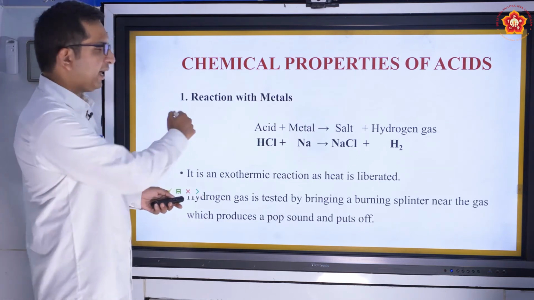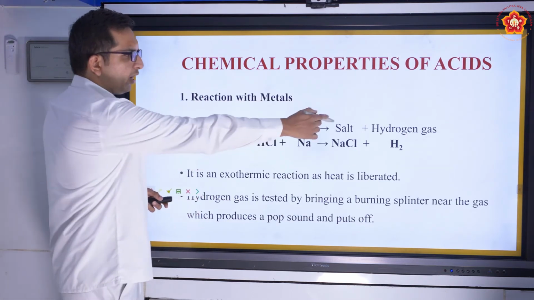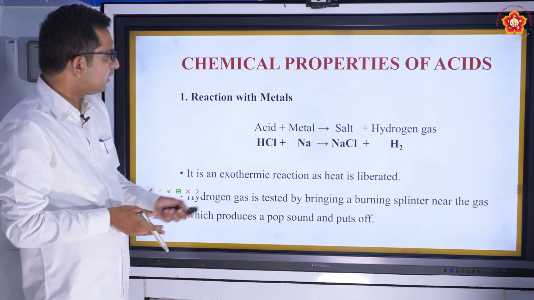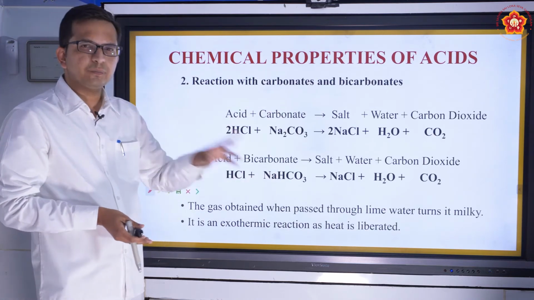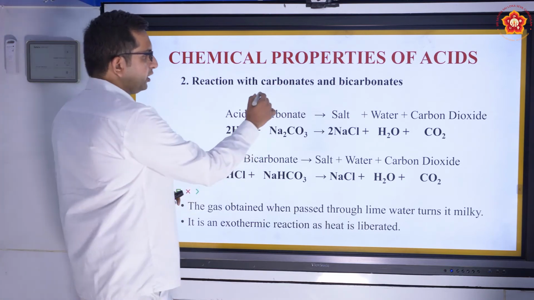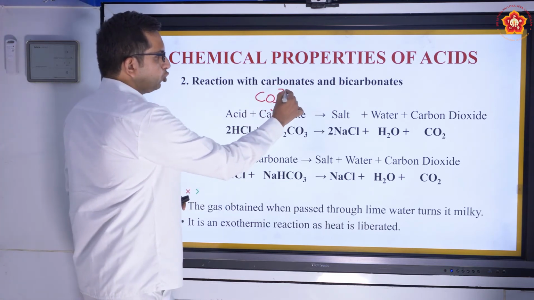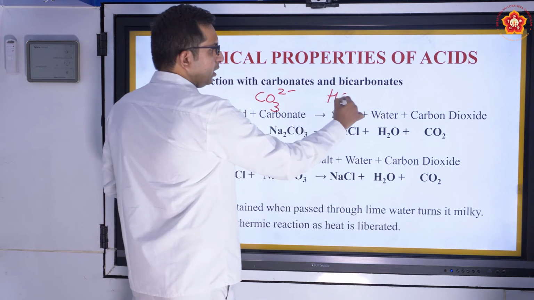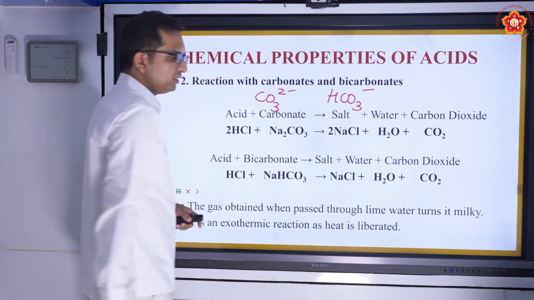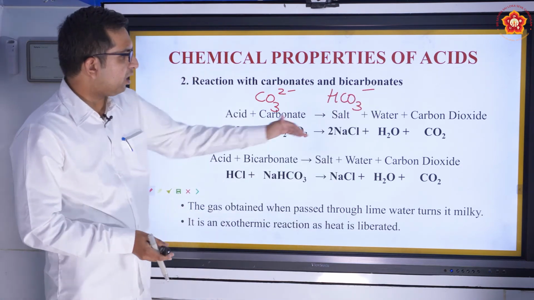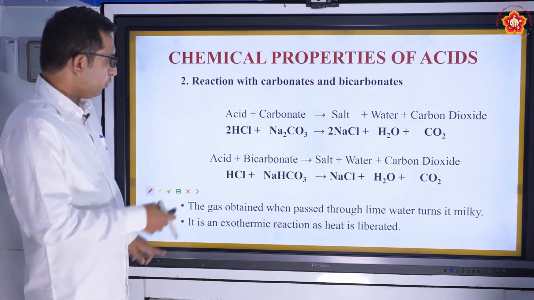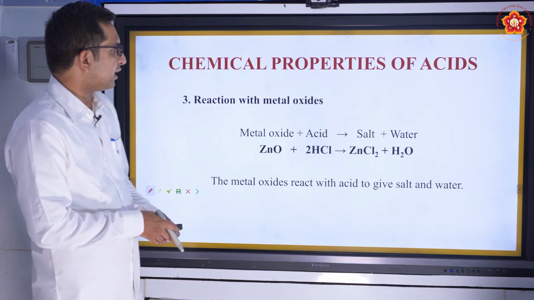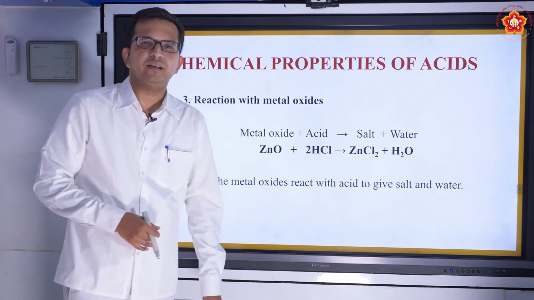The first were reactions with metals. There we saw hydrogen gas was observed. The second set were carbonates and bicarbonates. Also just remember that carbonate is CO3 with a 2- charge, whereas bicarbonate is HCO3 with a 1- charge. Both of them have given salt, water and carbon dioxide. So moving further, after these two sets of reactions, we have reaction with the metal oxide.